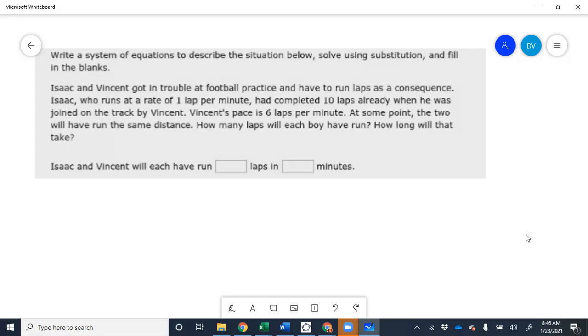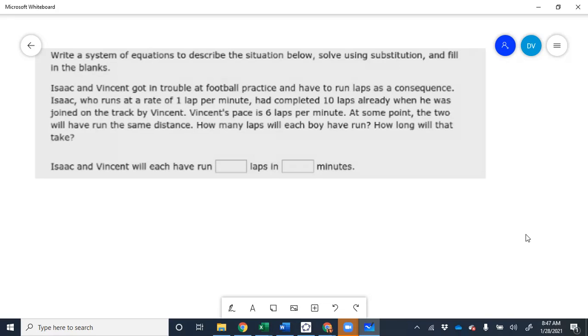It says Isaac and Vincent got in trouble at football practice and have to run laps as a consequence. I used to coach football, and nobody liked running laps. Anyway, Isaac, who runs at a rate of 1 lap per minute, had completed 10 laps already. That's a lot of laps. When he was joined on the track by Vincent. Vincent's pace is 6 laps per minute. He's way faster. Wow. At some point, the two will have run the same distance. How many laps will each boy have run, and how long will it take?